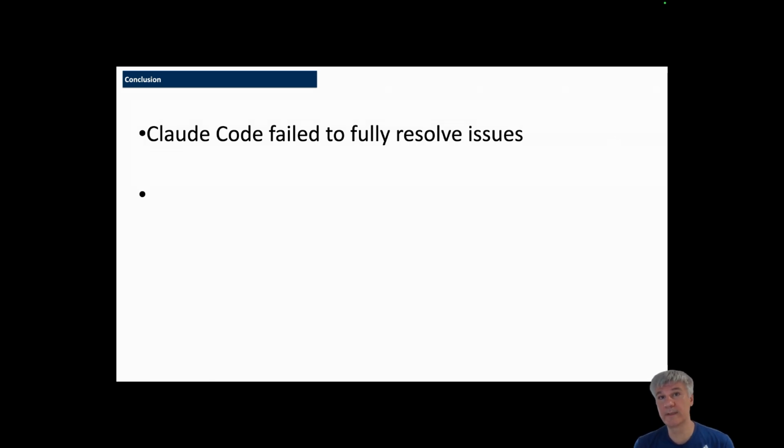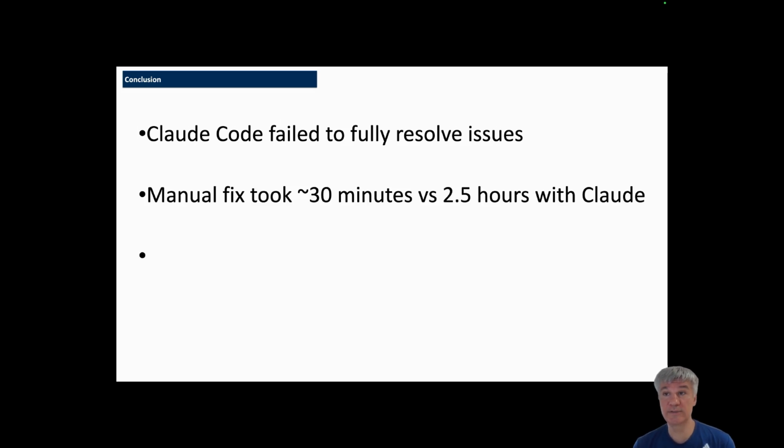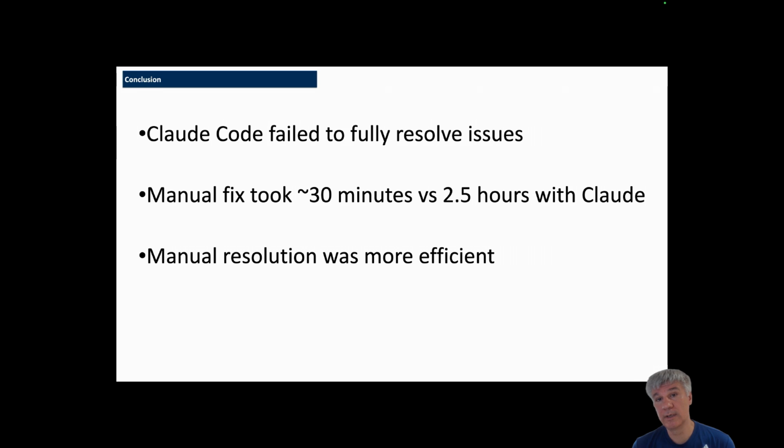So, conclusion: Claude Code failed to fully resolve the issues. First of all, it could not build the project correctly. Secondly, it wasn't able to understand why the styles of the buttons were not correct. So, in my opinion, it would be much easier to do everything without Claude Code at all. As a result, it took me 2.5 hours to fix everything with Claude, but I think it would have taken me about 30 minutes to fix it manually. Yeah, manual resolution was more efficient.